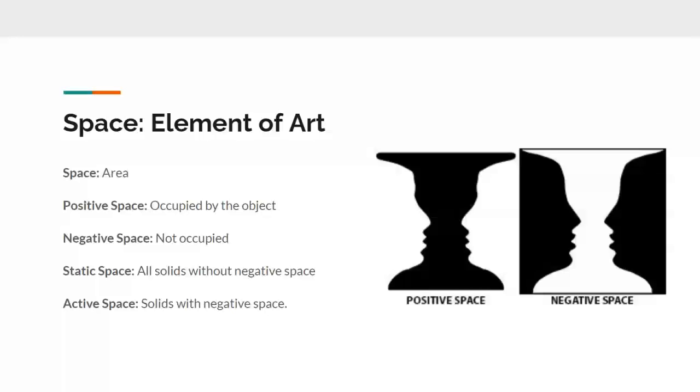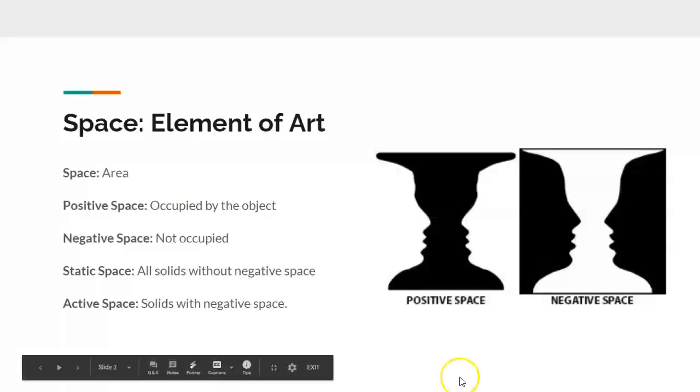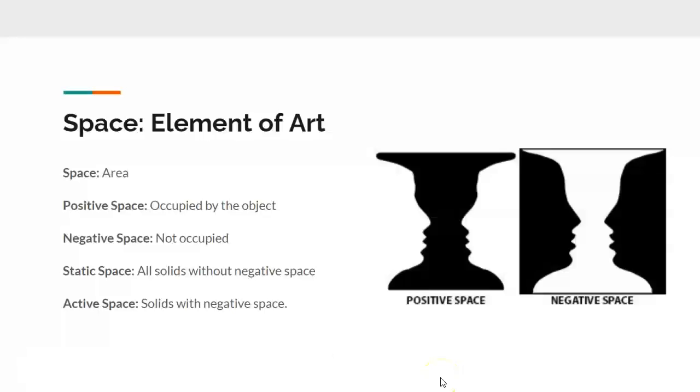Think about something like a solid cube, okay? Active space is a solid with a negative space, like a coffee cup. You have the negative space where you put your hand and the negative space inside where you put your coffee. It also refers to figure-ground relationship.